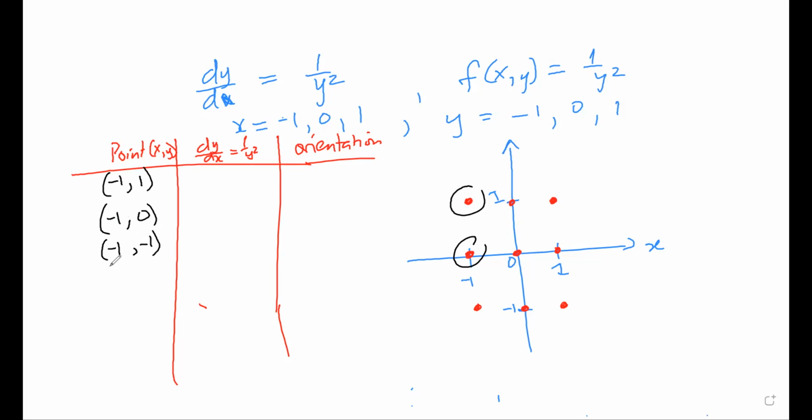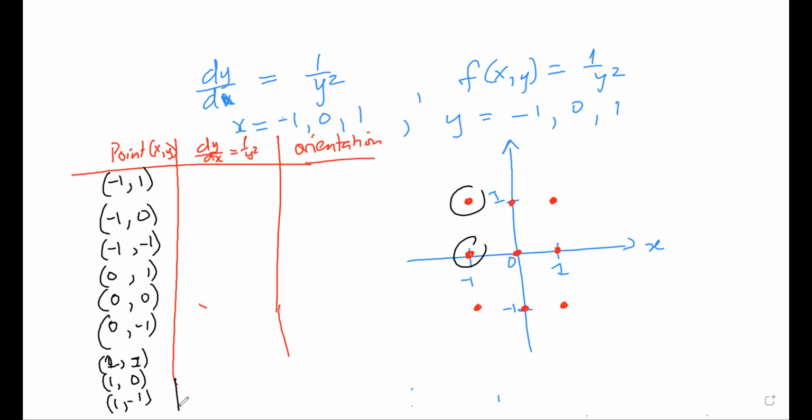And then the next line, I have 0, 1, 0, 0, 0, minus 1. Then the next one is 1, 1, 1, 0, and then 1, minus 1.